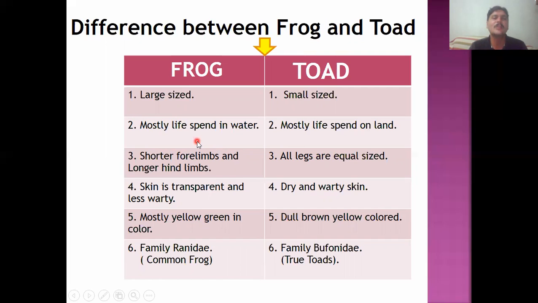The next one is the difference on the basis of the limbs. In the case of frog, the forelimbs are shorter, but the hind limbs, that are the legs, the lower legs, are large. These legs are large in size. But in the case of toads, all four limbs are the same in size.